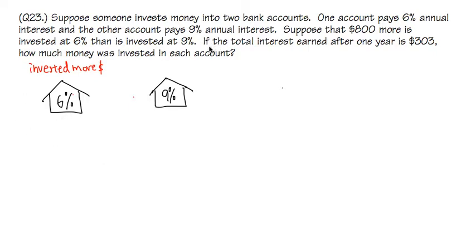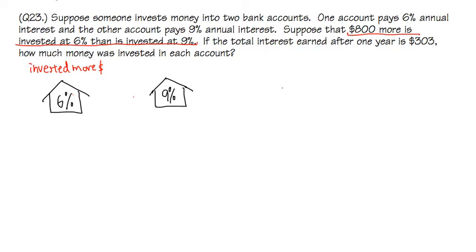The last piece of the sentence says, if the total interest earned after 1 year was $303, we would like to know how much money was invested into each account. So let's think about how we can take all the information and put it into an equation. First things first, we need to come up with the things that we would like to know. How much money was invested into each account? Keep that in mind. We don't know, but what we do know is this. It says we have $800 more in the 6% account than the 9% account. That's an important piece of information.